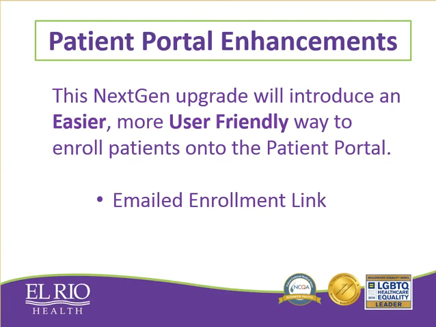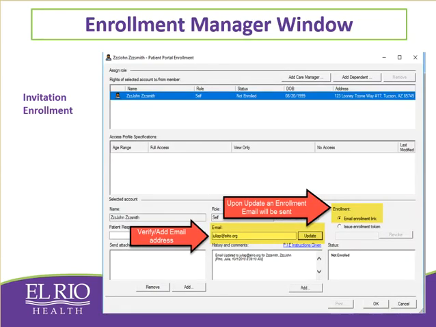So first we'll start with the patient portal enhancements. This next gen upgrade will be introducing an easier, more user-friendly way to enroll patients, which is awesome. It's going to allow an email link of enrollment to be sent to the patients once you enter the patient's email address. And here you will enter the patient's email address, and you'll see that there will be an option to email the enrollment link. It's going to be super easy for them.